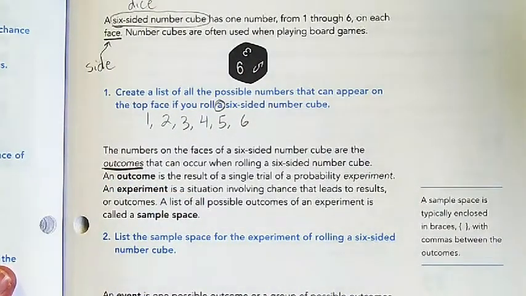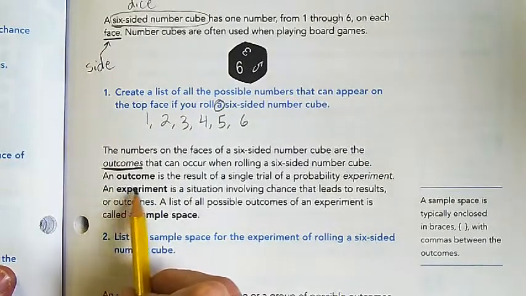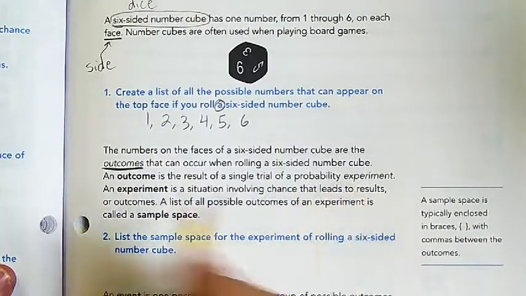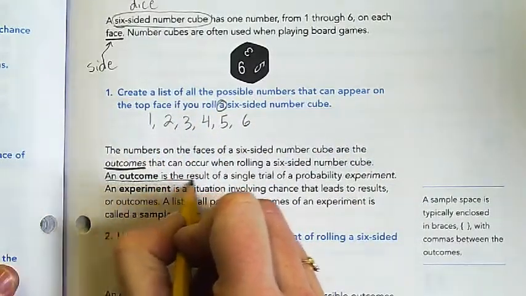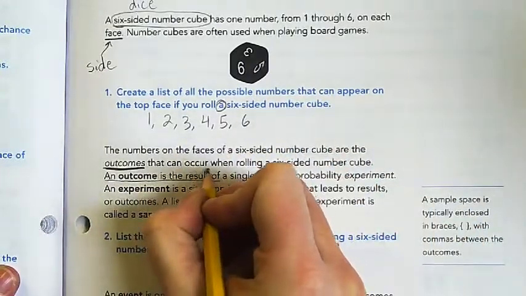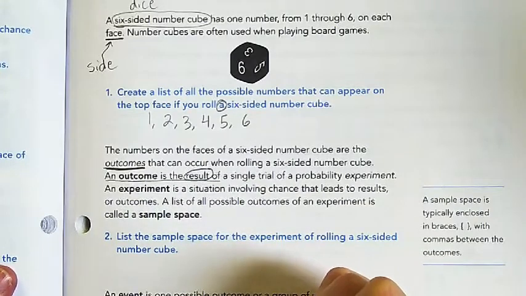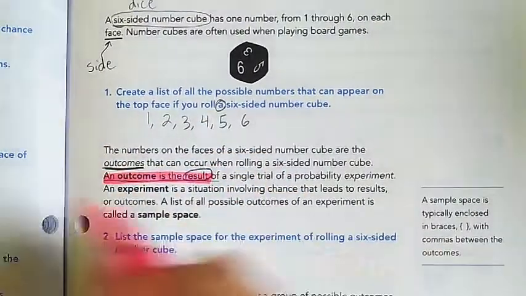The number of faces or sides are the outcome. Now go ahead. An outcome is the result of a single trial of a probability experiment. Okay, pause. So, this sentence, an outcome is a result. Circle the word result because that's what outcome means. An outcome is a result. What could happen? So, anytime you see outcome, it just means result.